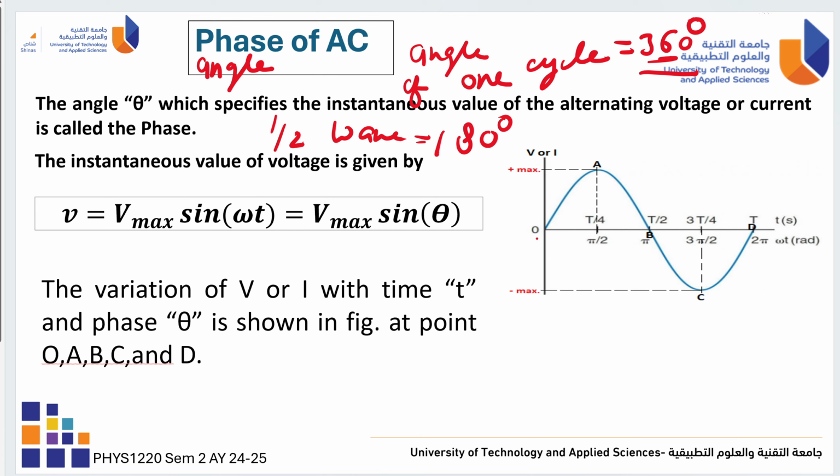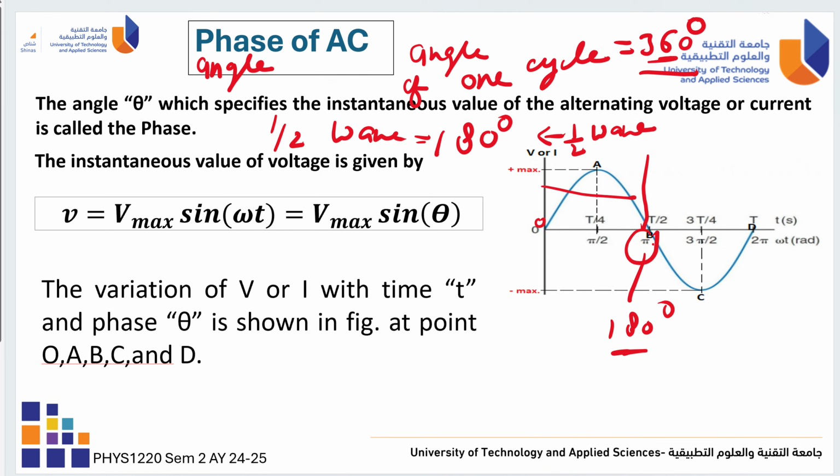Now, this is one wave. From here to here, this is a half wave. What is the angle of the half wave? The angle of the half wave is pi. It is written here as pi. The meaning of pi is 180 degrees, starting from 0 degrees and going to pi. So this is the phase angle of the half wave from here to here.